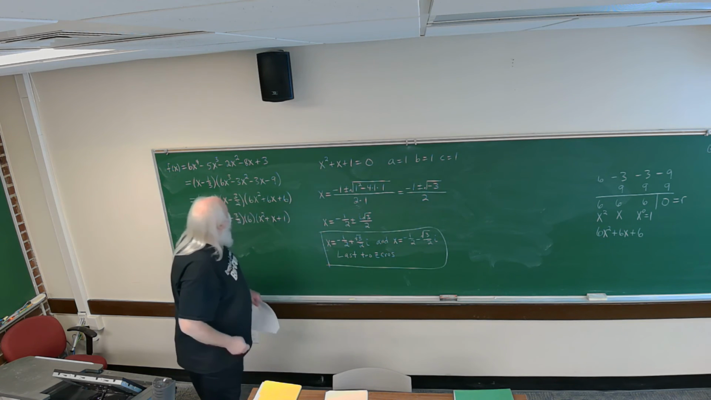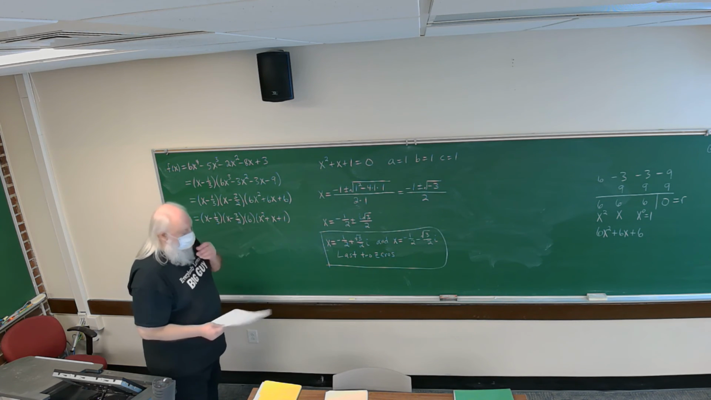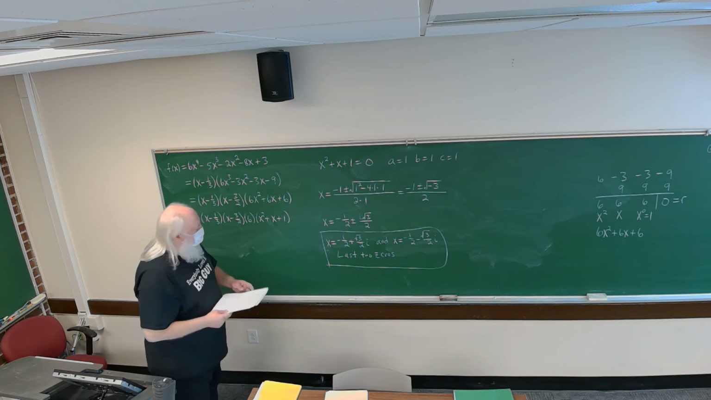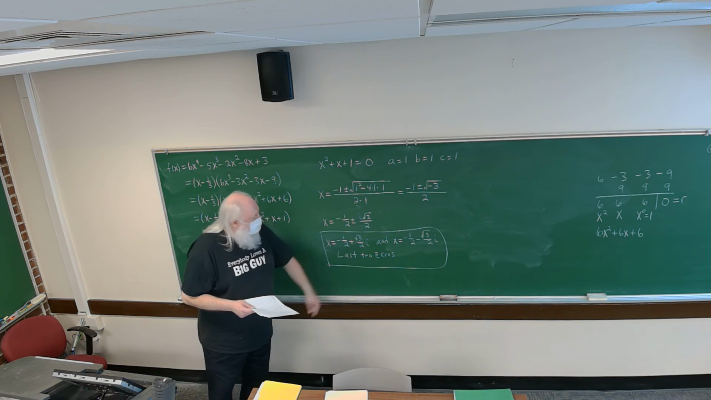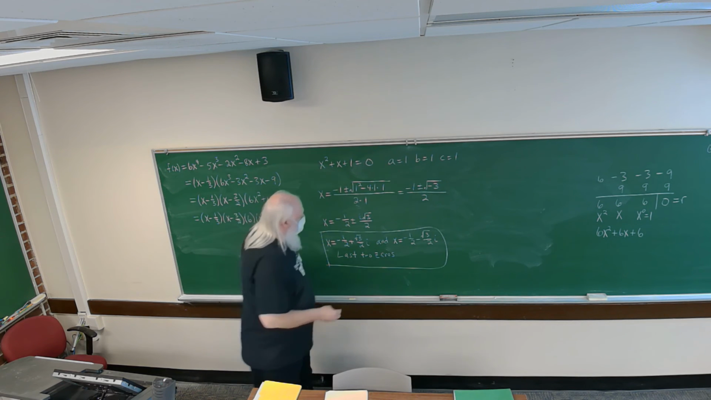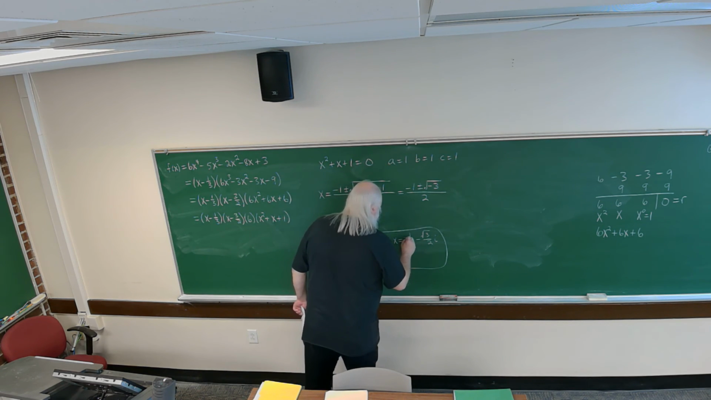Right? The first two are x equals 1/3 and x equals 3/2, and the last two are x equals minus 1/2 plus square root of 3 over 2i, and x equals minus 1/2 minus square root of 3 over 2i.